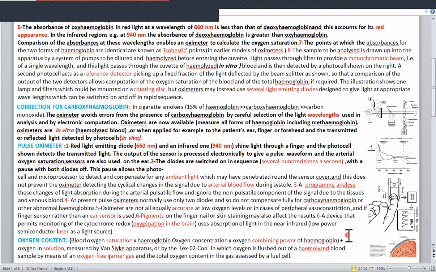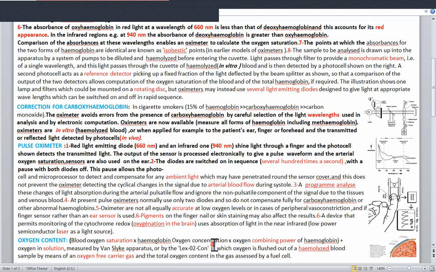Of course, oxygen content, you ought to know, is calculated by multiplying the oxygen saturation times the concentration of hemoglobin times the oxygen combining power of hemoglobin, plus the oxygen present, of course, in physical solution. This is the amount present in chemical solution. This is plus the amount present in a physical solution. Of course, it's measured by what we call the Van Slyke apparatus, or by what we call Lex O2 Con.